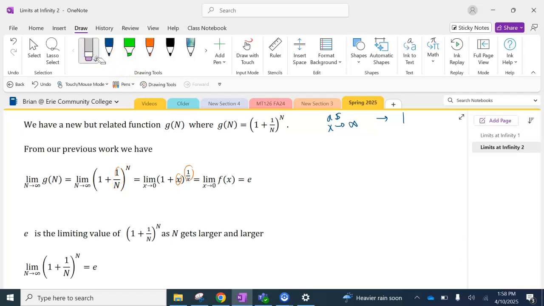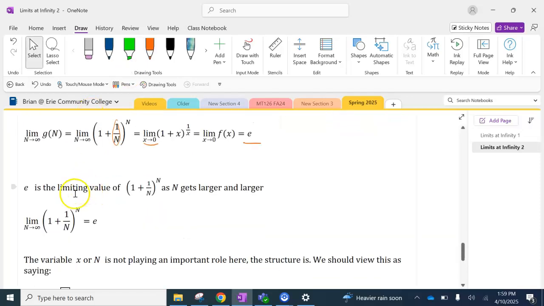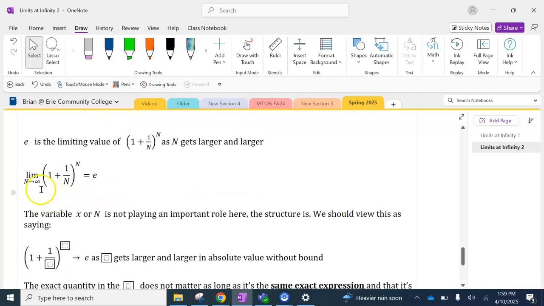Notice, as we said before, as n goes to infinity, x, which is 1 over n, is approaching 0. So the limit as n goes to infinity for the function g will be the same as the limit as x approaches 0 for the function f, which we already knew was e. That shows that we have this limit. This is another important limit to know. And this works for positive or negative infinity, so I just added that on there.